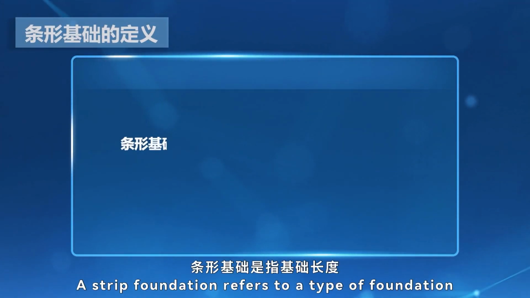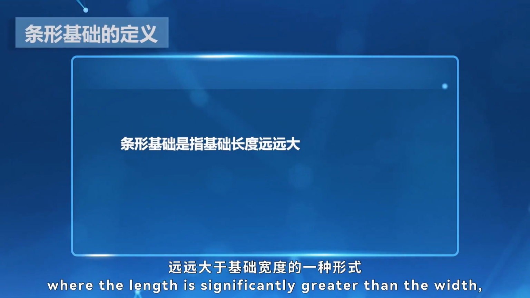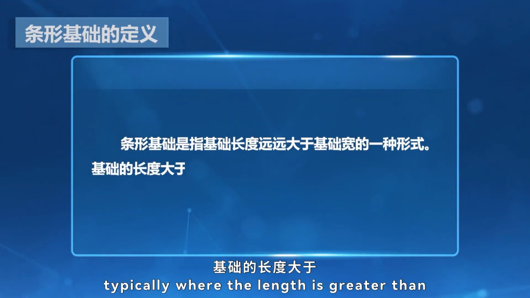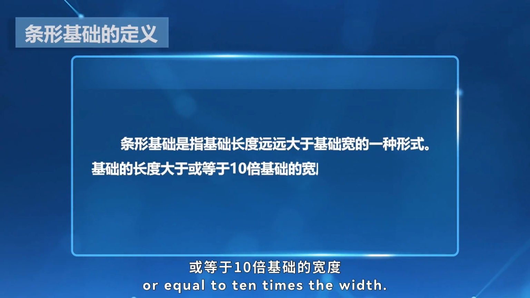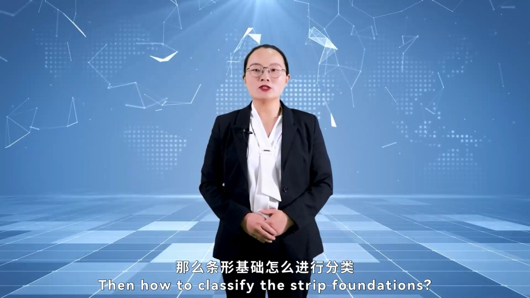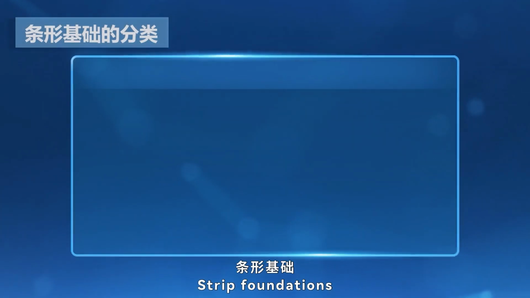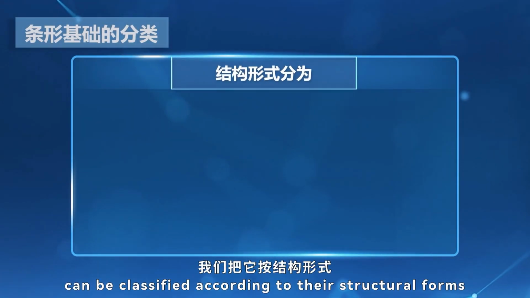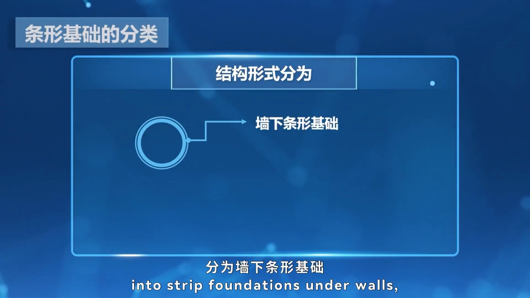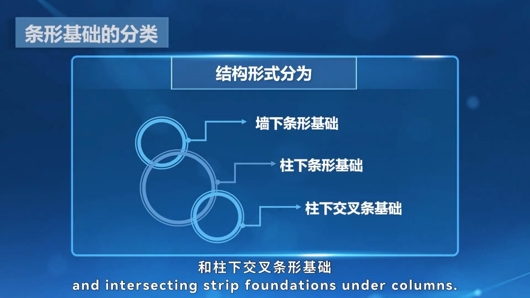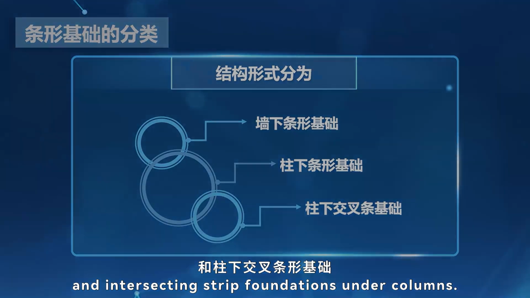A strip foundation refers to a type of foundation where the length is significantly greater than the width, typically where the length is greater than or equal to 10 times the width. Then how to classify the strip foundations? Strip foundations can be classified according to their structural forms into strip foundations under walls, strip foundations under columns, and intersecting strip foundations under columns.